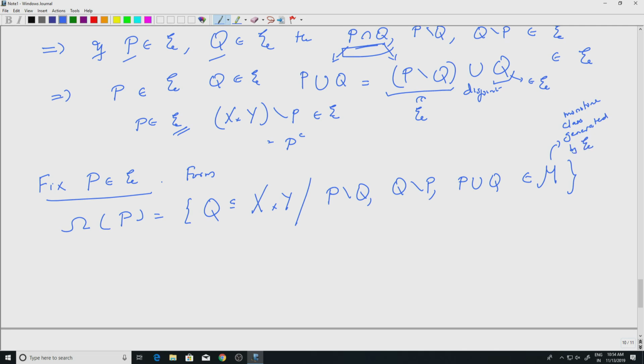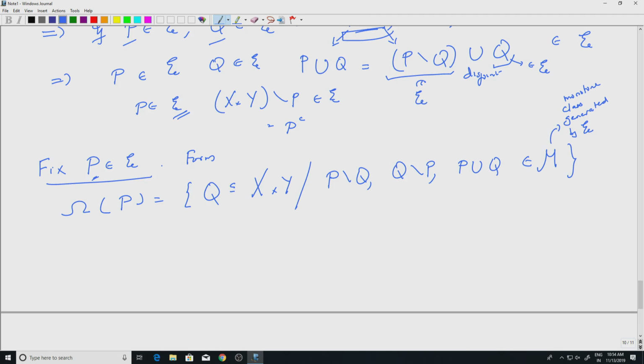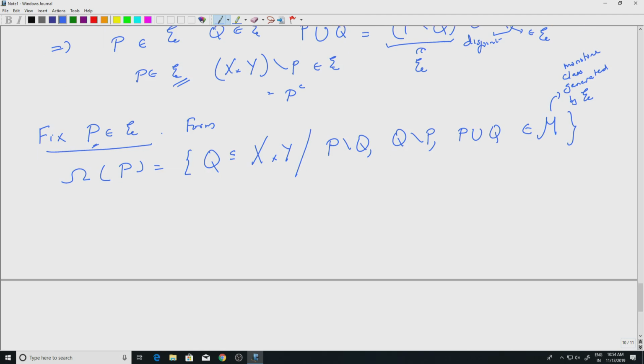Okay. And I have started with P in elementary sets. Now, we just use the property we have just established. So clearly script E is contained in omega p. Well, what does that mean?